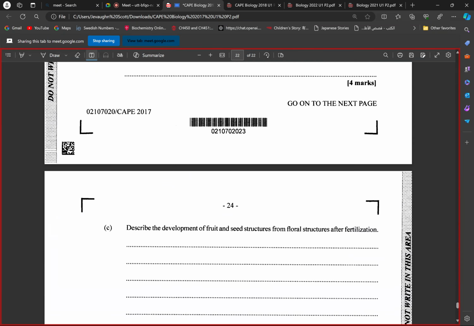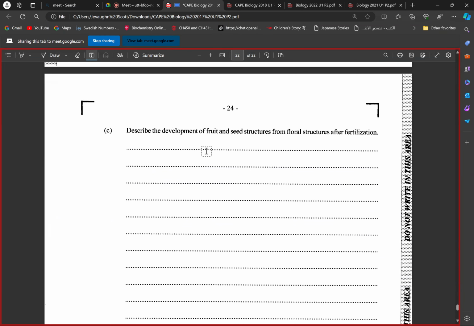Okay, last question. Describe the development of a fruit and seed structures within floral structure. So we know the fruit, the seed, right? What happens after double fertilization? We're going to have the zygote developing through mitosis to produce the embryo, right?